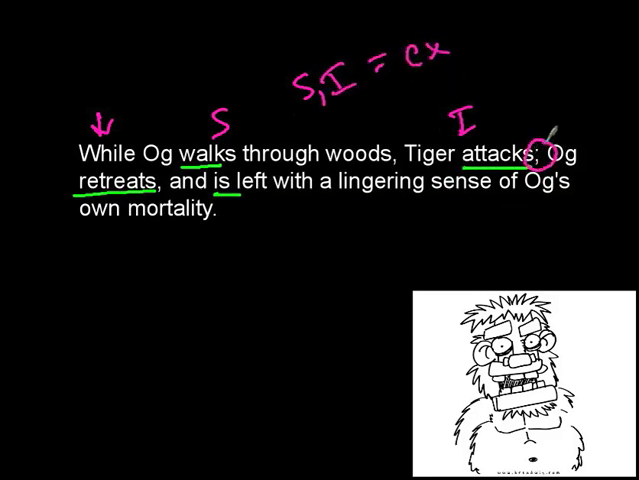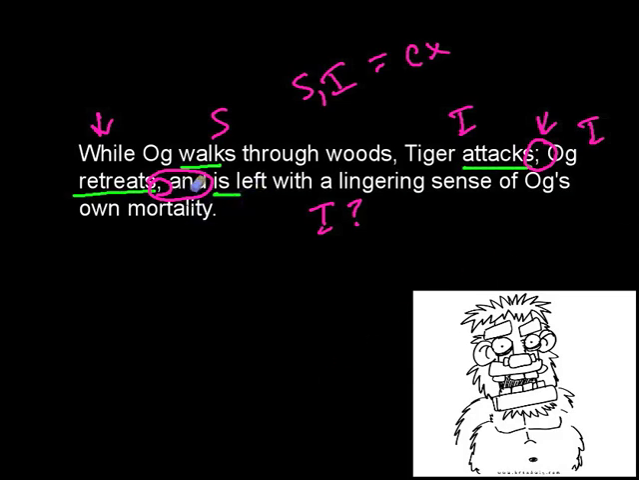Ooh, look at that. Semicolon. Already, we know that we have a compound sentence in play here. So we have independent clause, "Og retreats," second independent clause. All right, so now we know we're dealing with a compound sentence. But here's the problem. We have this comma and, right? Does this make this its own independent clause? Right? What's the problem? Can you see what the problem is?